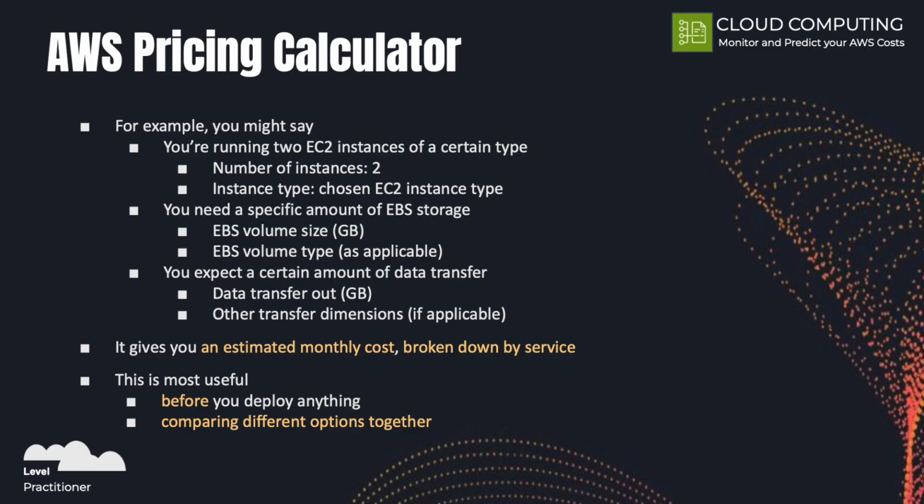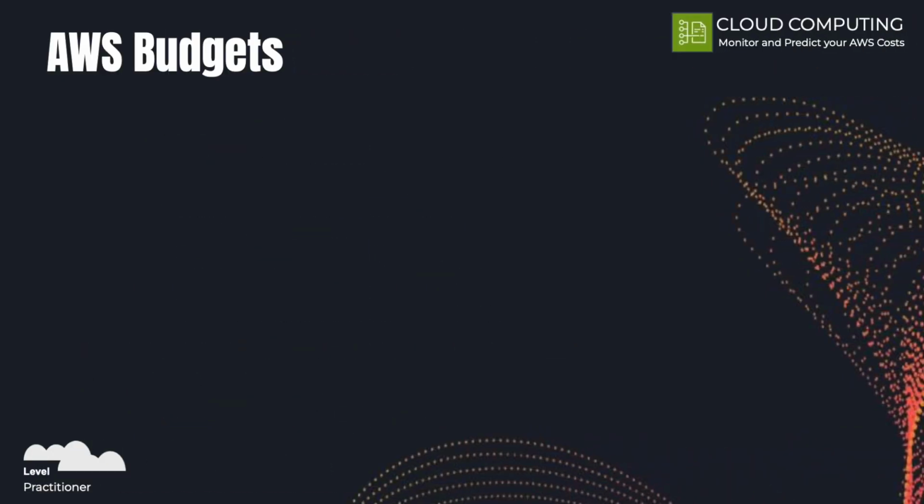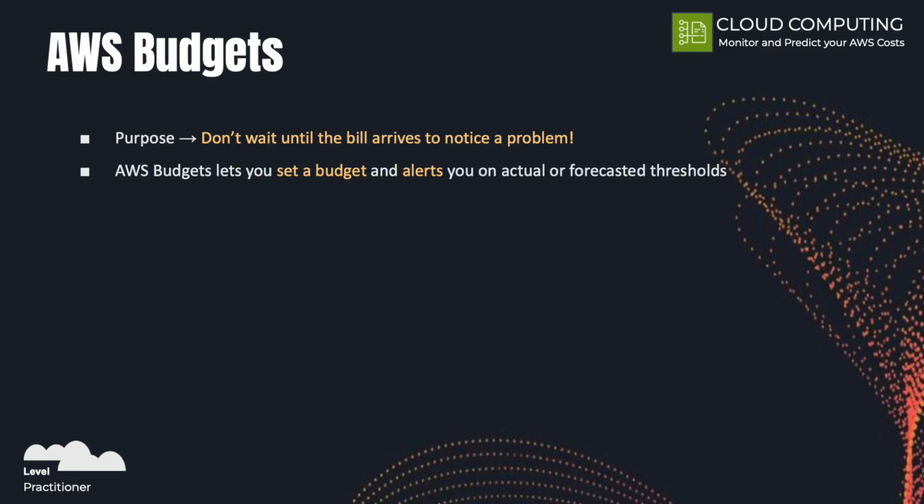Once you have that estimate, the next step is making sure you don't accidentally blow past it. So let's talk about the safety nets. In our previous video, we already explained AWS Budgets in detail. You can also give that a look if you haven't yet, so you get more understanding of the bigger picture. The goal here is simple. You don't wait until the bill arrives to notice a problem. AWS Budgets lets you set a budget, like, I don't want to spend more than $50 this month, for example. And then it can alert you when your actual or forecasted spending crosses the threshold you choose.